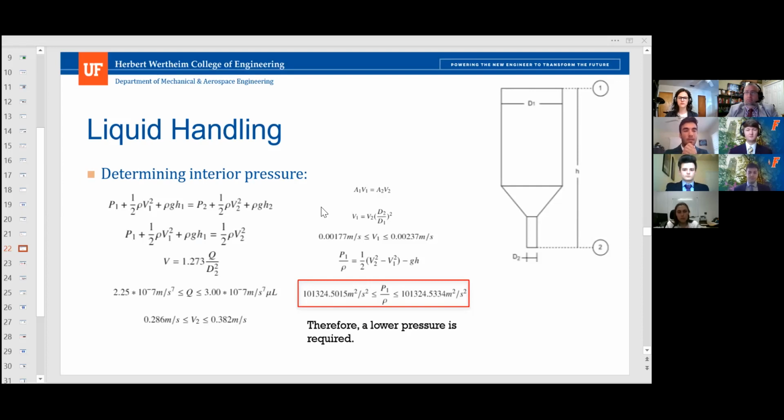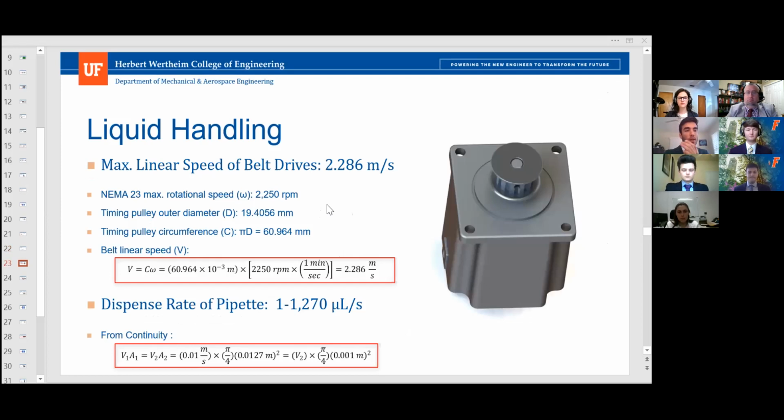Next slide, please. We also calculated the maximum linear speed of our belt drives. This was done by calculating the circumference of our timing pulleys and multiplying that by our maximum rotational speed for the NEMA 23 motors, which was 2,250 RPM. This came out to be 2.286 meters per second, or 2,286 millimeters per second.